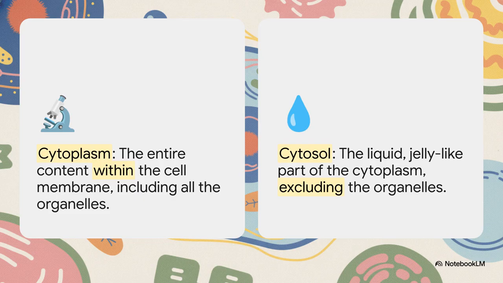तो जो सिर्फ jelly वाला हिस्सा है, the liquid part, that's the cytosol. और जब आप उसमें fruit chunks यानी कि organelles डाल देते हैं, तो वो पूरी चीज़ cytoplasm बन जाती है. So just remember, cytosol is just the liquid, but cytoplasm is the liquid plus everything floating inside it.